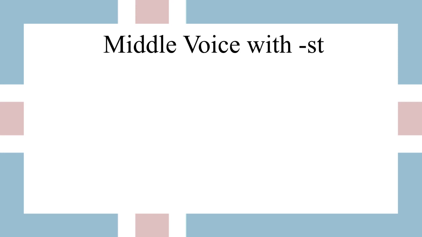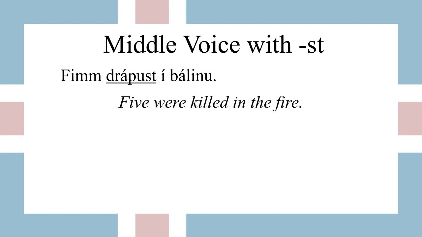Finally, Icelandic has a very unique thing with verbs called the middle voice. This is generally created by adding st to the already conjugated verb. There are several different kinds of meanings it can convey. For example, it can convey a passive voice, like in this sentence. Fimm drápust í bálinu means 5 were killed in the fire. This is the middle voice of the verb to kill, and it has that meaning, were killed.